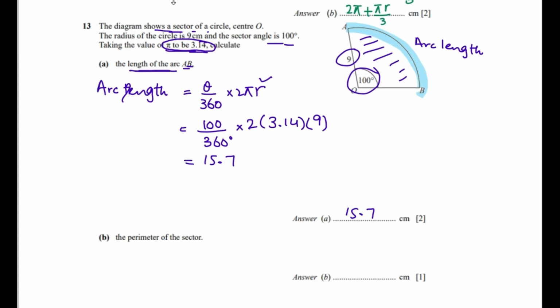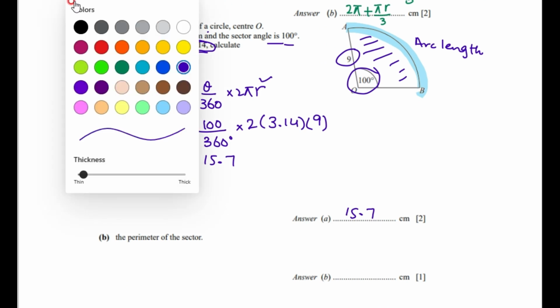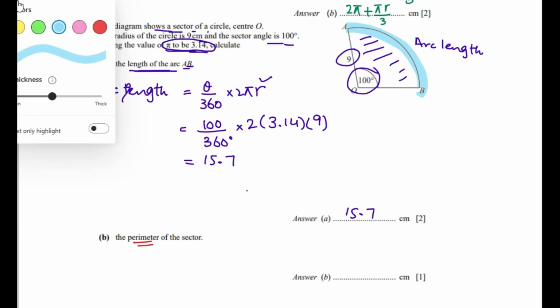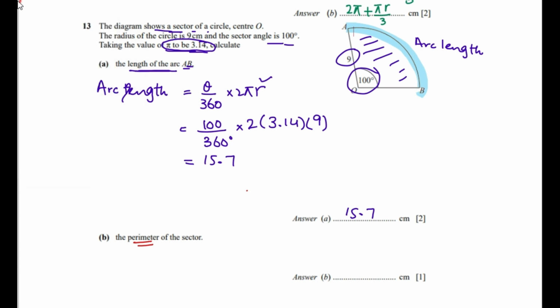What is the second part? Second part says the perimeter of the sector. So how can we calculate the perimeter of the sector? Perimeter, as I told you earlier, we can calculate it by adding all the sides. This arc length, this radius and this radius, because it is a boundary of the shape. So we can add all the sides.